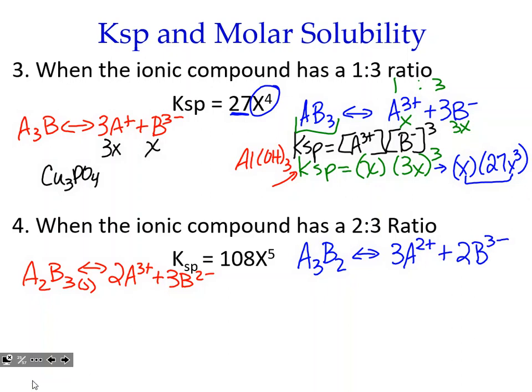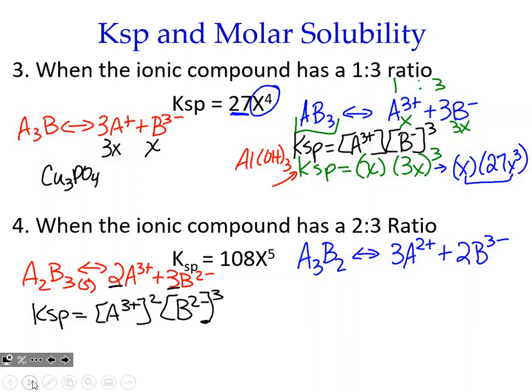So let's think about the Ksp here. Writing out that expression, this is going to be, of course, A3 plus, but it's going to be squared now because of the 2. This one's going to be B minus 2, but it's going to be cubed. And if you look at the way this is going to happen, for every 1 formula unit of the crystal, you're going to get 2 times that value. For every one of these, you get 2 of the A's out of it, and you're going to get 3 of the B's out of it.